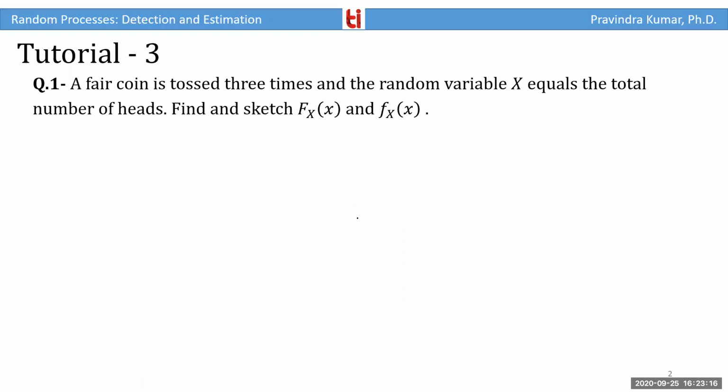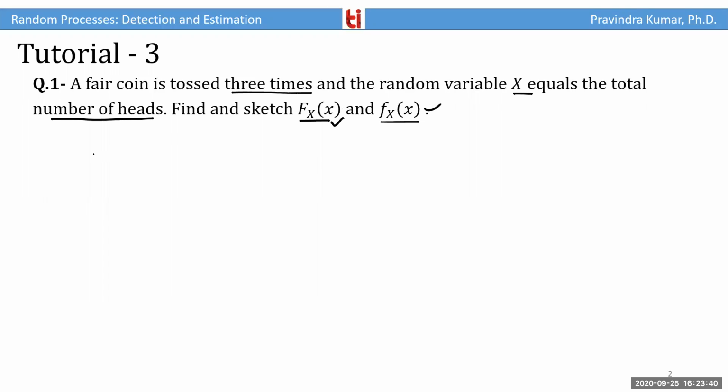Here, a fair coin is tossed three times, and the random variable X is equal to the total number of heads. So I am tossing a coin three times, and the random variable X is the number of heads. So sketch the CDF and PDF of X.